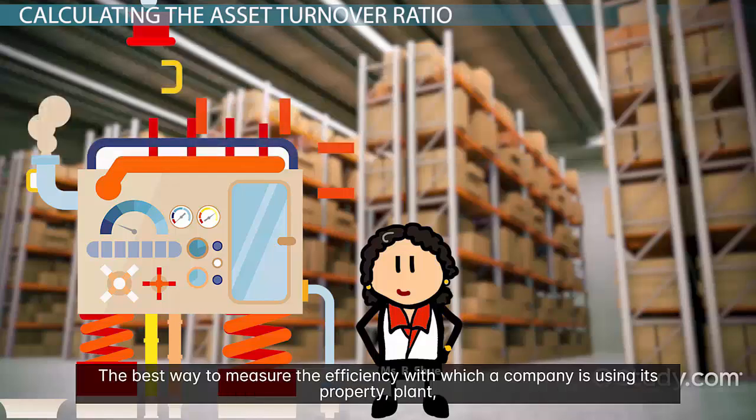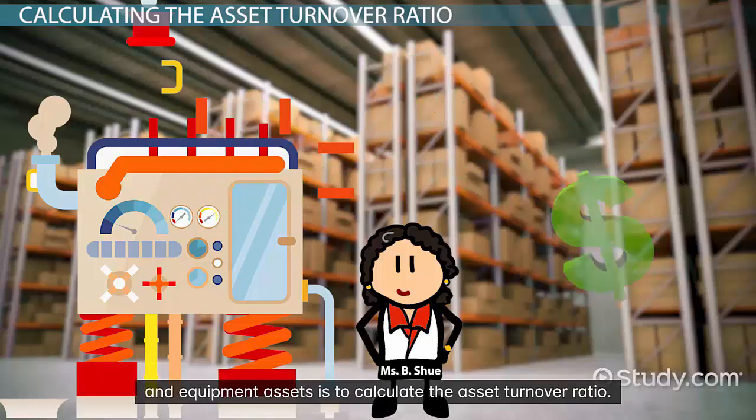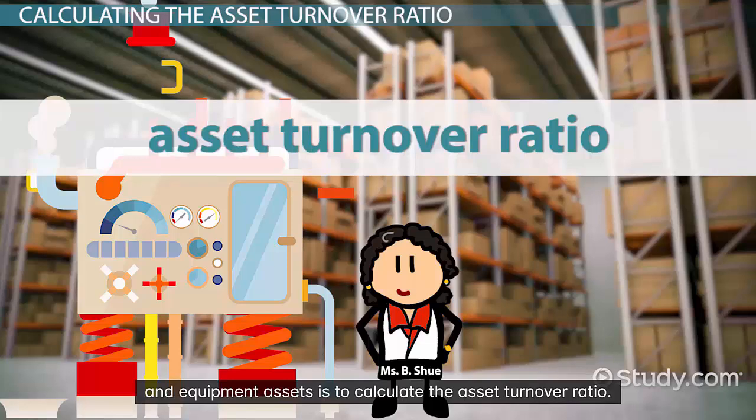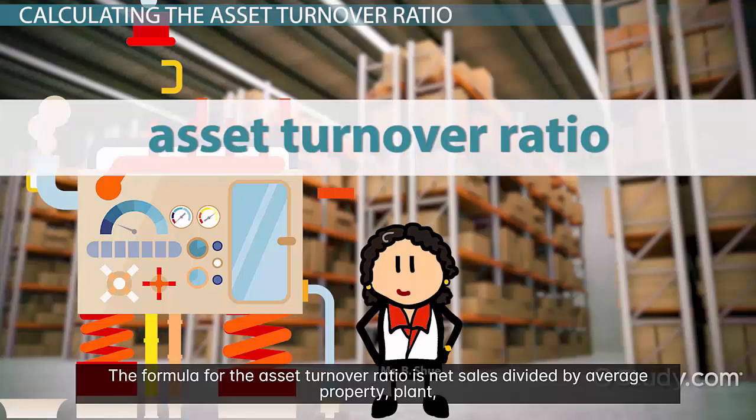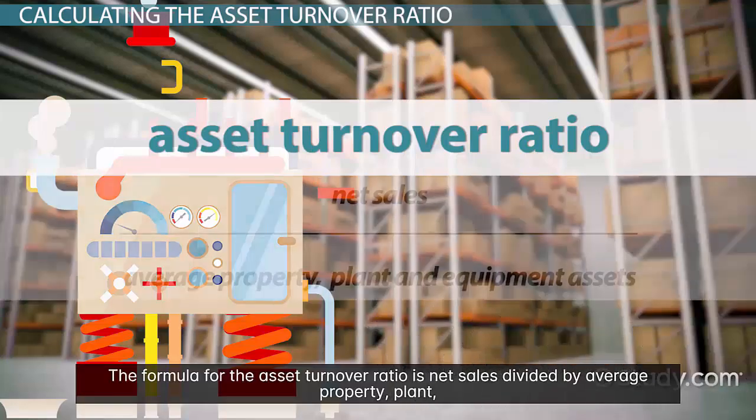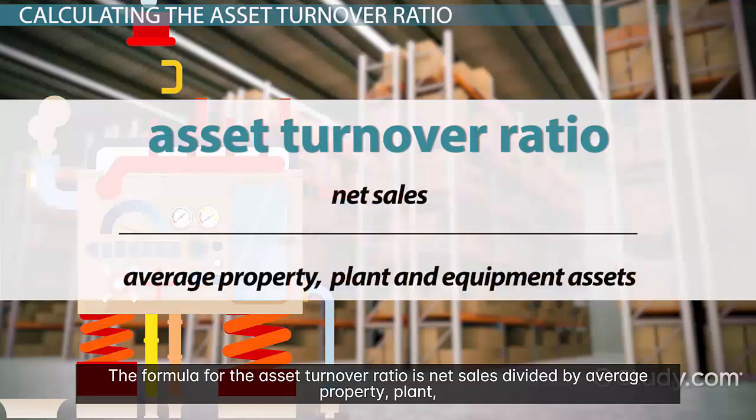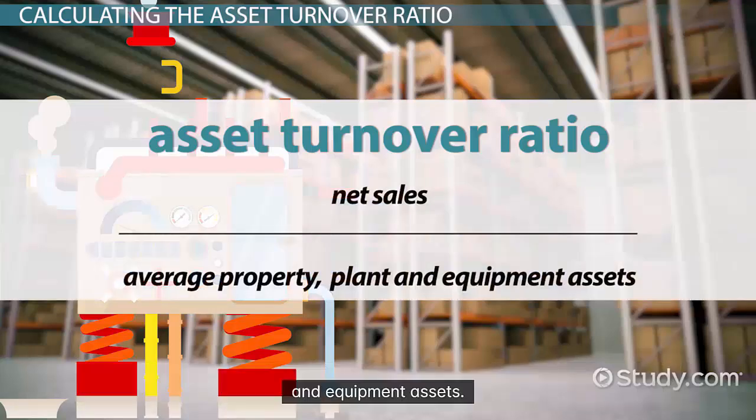The best way to measure the efficiency with which a company is using its property, plant, and equipment assets is to calculate the asset turnover ratio. The formula for the asset turnover ratio is net sales divided by average property, plant, and equipment assets.